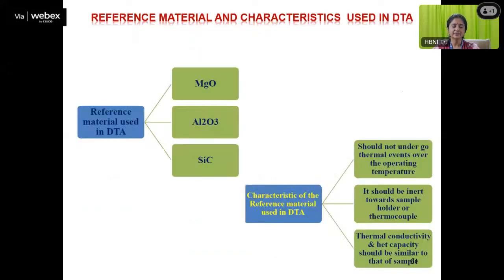Now, what are the various reference materials used? Magnesium oxide, aluminum oxide, or silicon carbide are the typical inert reference materials. The characteristics of the reference material used in DTA should be that it should not undergo thermal events over the operating temperature, and it should be inert towards the sample holder or thermocouple. Thermal conductivity and heat capacity should be similar to that of your sample. So depending on that, you can choose any one of these reference materials.